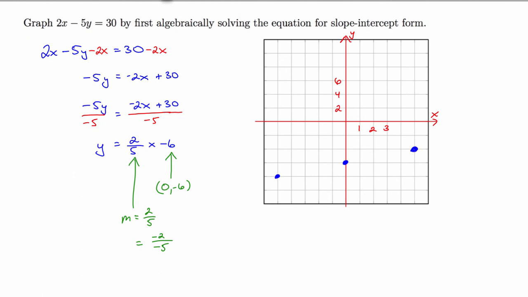And now we can again line up a ruler and complete the graph by drawing in the line. As a final step, we'll just add the arrows on both ends of the line, again to indicate this line does extend in both directions forever.